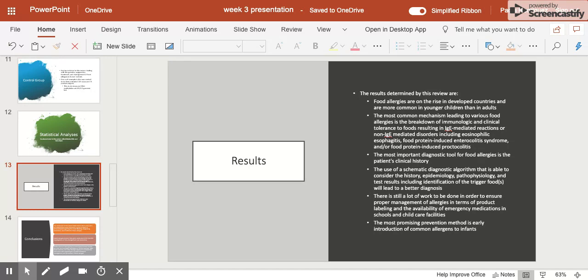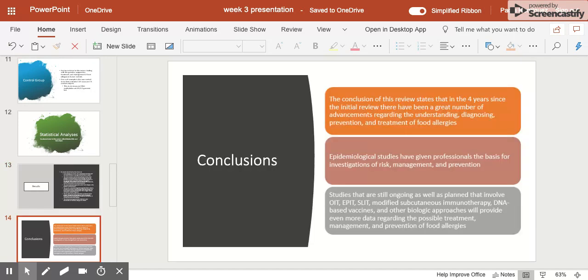There's still a lot of work to be done in order to ensure the proper management of allergies in terms of product labeling and the availability of emergency medications in schools and childcare facilities, especially considering that the majority of nannies, schools, and daycare facilities all state that they are uncomfortable with administering emergency medication to children who are having an allergic response. The most promising prevention method is early introduction of common allergens to infants. The conclusion of this review states that in the 4 years since the initial review, there have been a great number of advances.